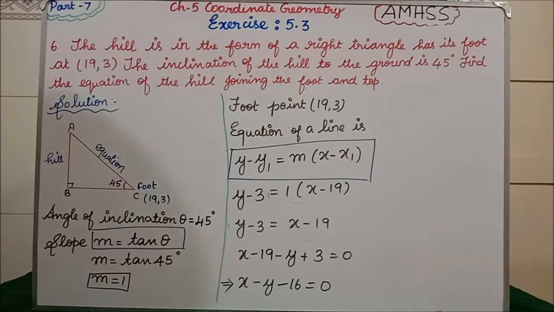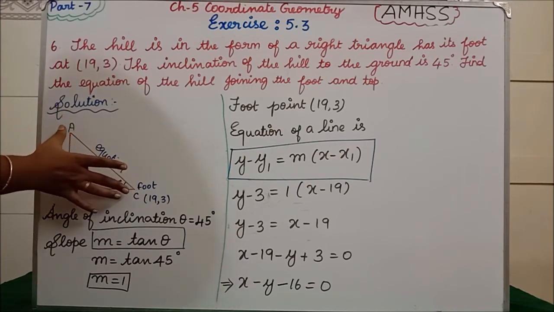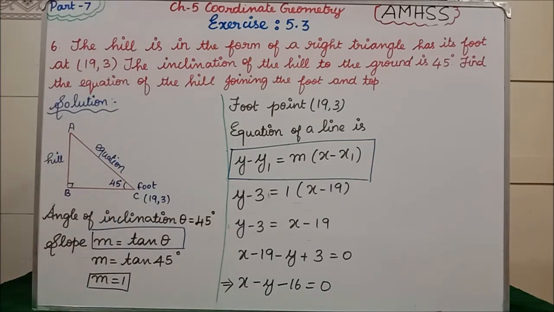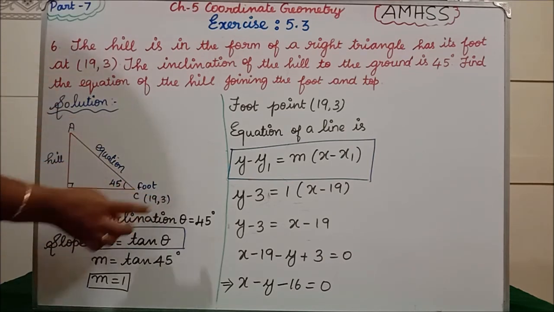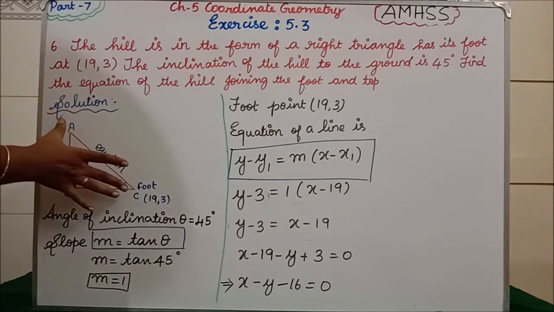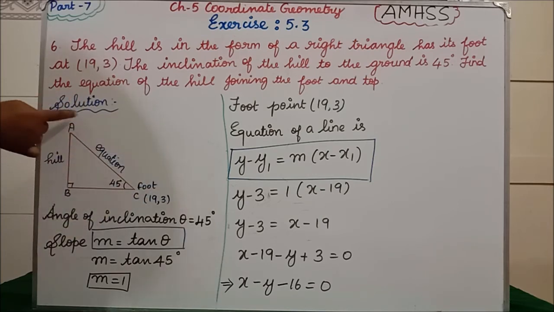Find the equation of the hill joining the foot and the top. Here is the foot, here is the top. So this is the joining line, and this straight line equation we have to find. The foot point given is (19, 3), it makes an angle of 45 degrees, and the line joins the foot and the top. So that equation of the straight line we have to find in this question.